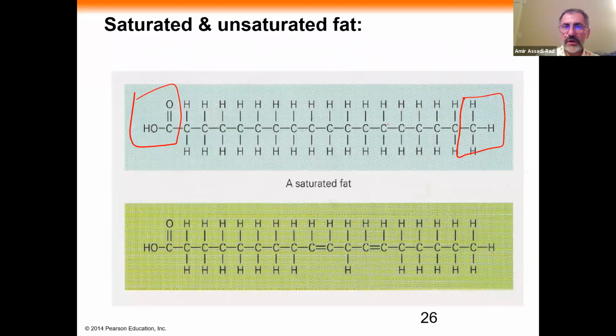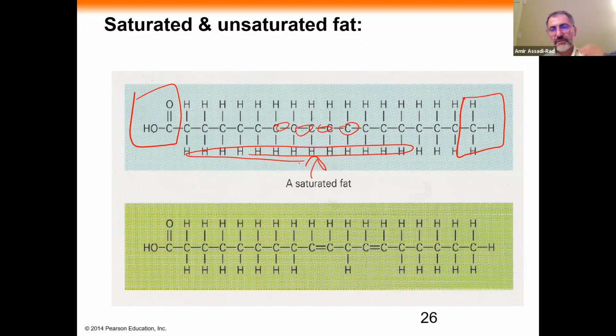If all of these carbons are attached to hydrogen right here, they call this a saturated fatty acid. It means all of the carbons are saturated. You know what saturated means. They're full of hydrogen. However, like hockey players in the old days, if they're missing a few hydrogens, like missing a few teeth, then this molecule is called an unsaturated fatty acid.